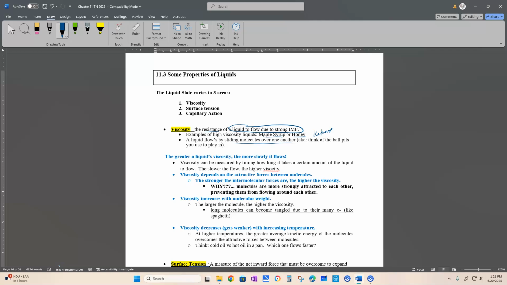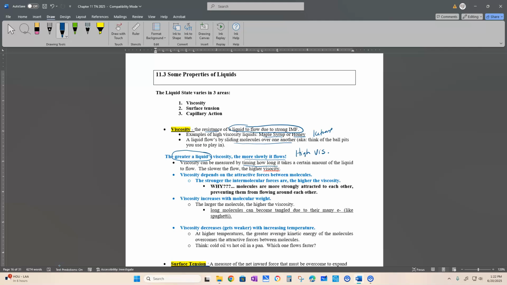The greater the liquid's viscosity, the more slowly it flows. So when you have high viscosity, I'm just going to call it Viz, that means it's flowing very slowly. You can measure viscosity by timing how long it takes for the liquid to flow out of the bottle. The slower the flow, the higher the viscosity.